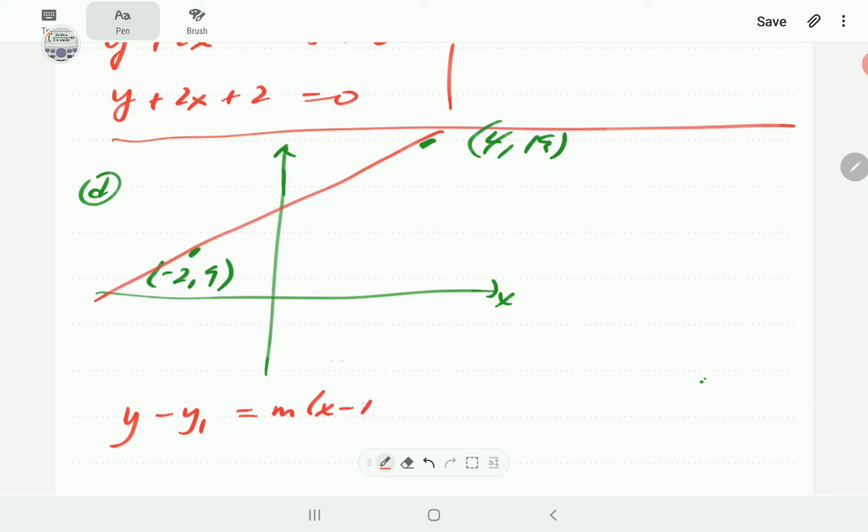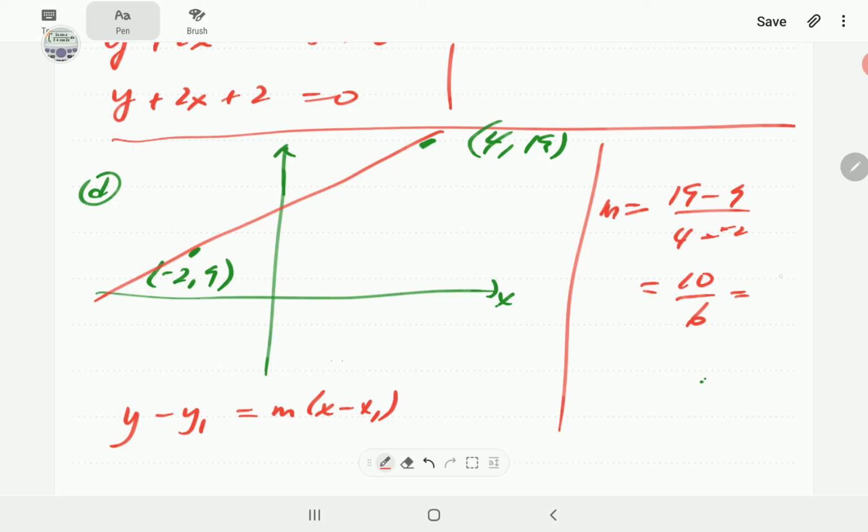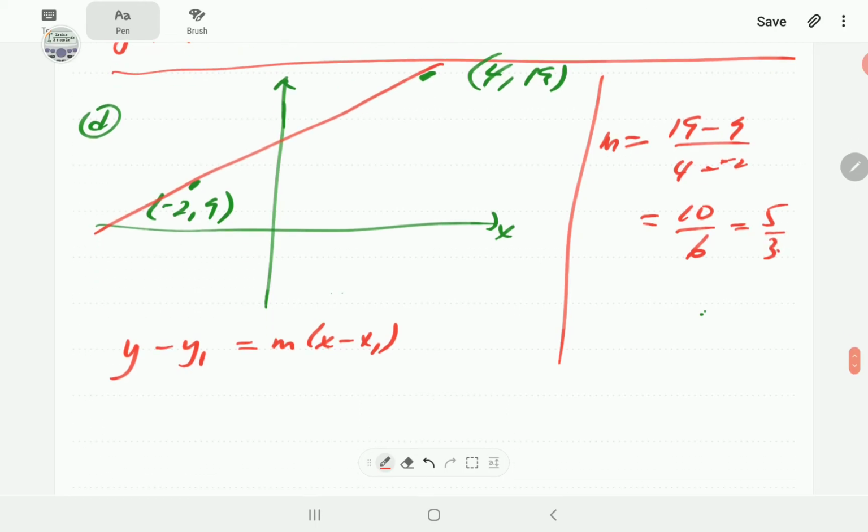So then if we plug this into the 1 point form, first we need to find the gradient. So let's find the gradient this side. So it's going to be 19 minus 9 over 4 minus negative 2. 19 minus 9 is 10. 4 minus negative 2 is 4 plus 2 is 6. Dividing both of them by 2, this is 5 over 3. So m is 5 over 3.